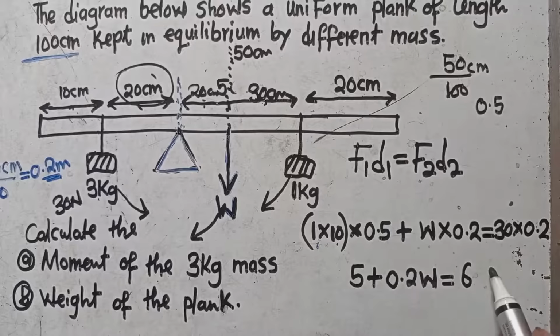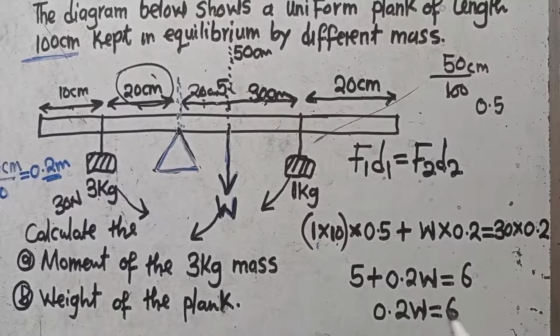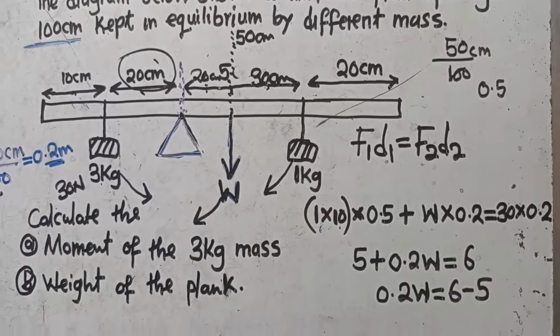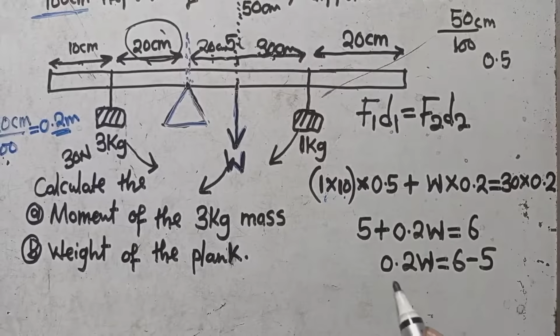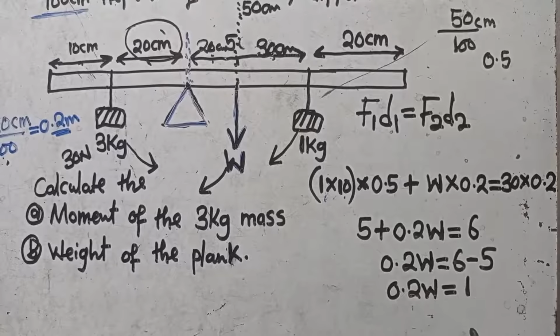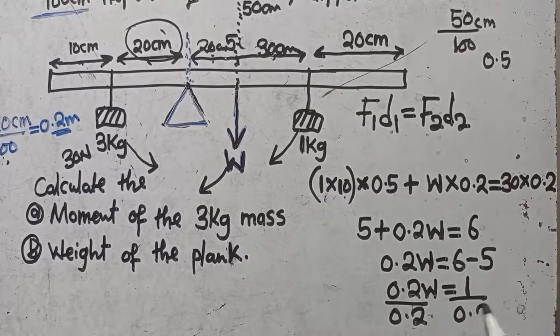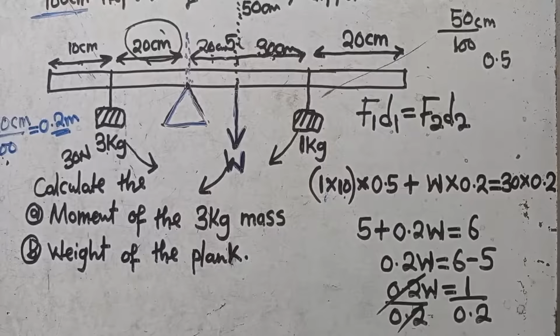Here, this one goes the other side. So when it goes the other side, I'm going to have 0.2 W is equal to 6 minus 5. This is what I'm going to have. I'm solving for W. So this is 0.2 W, which is equal to 1. I divide both sides by 0.2, even here 0.2. So this will be cancelled.